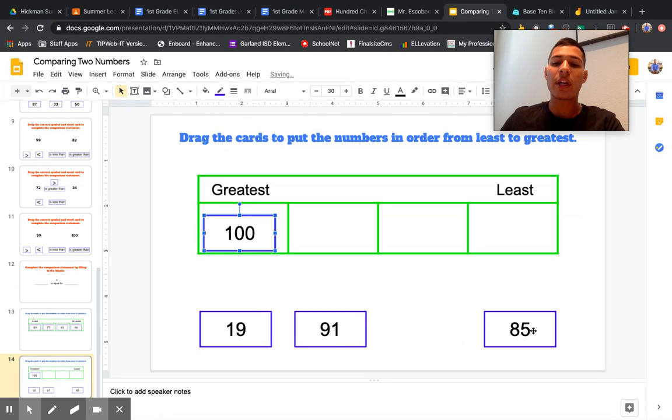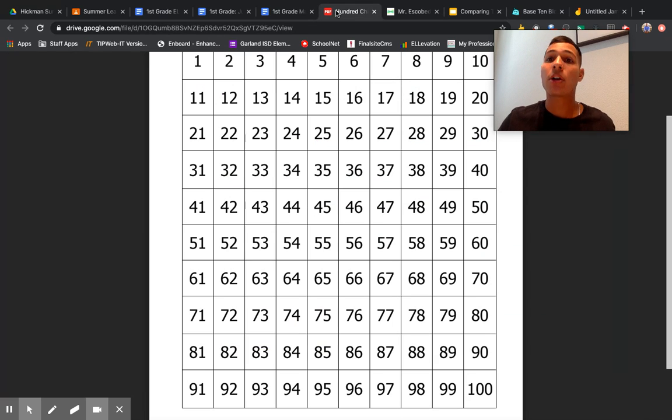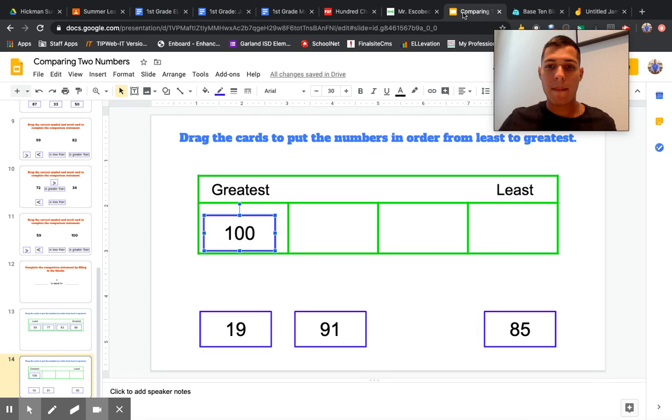Okay, we got 3 numbers left. 19, 91, 85. We still don't know. We still need help. Go back to your hundreds chart that you guys looked up. But also, this is where the comparing helps. This is where comparing those numbers helps with putting numbers in order from least to greatest or greatest to least.